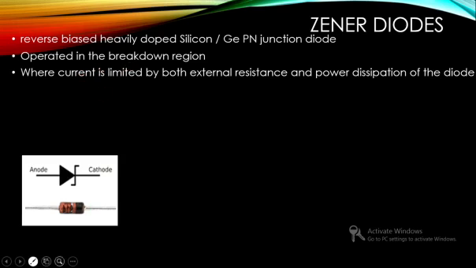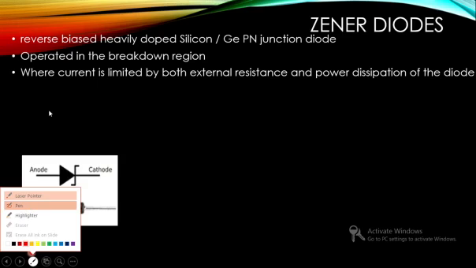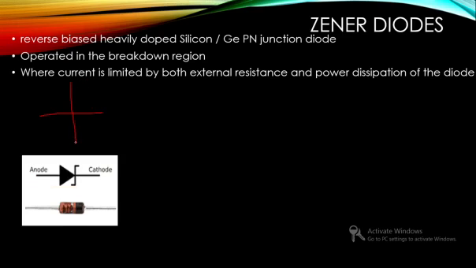It is a region, hope you remember, in the reverse characteristics, that initially as the voltage is given, negative voltage, a steady current is there, a very feeble one, which is called the reverse saturation current, and after that it suddenly begins to increase. And if you extrapolate, then you will get the breakdown voltage. So this region is called the breakdown region, where the current can be controlled by either connecting a series resistance or the power dissipation of the diode itself.